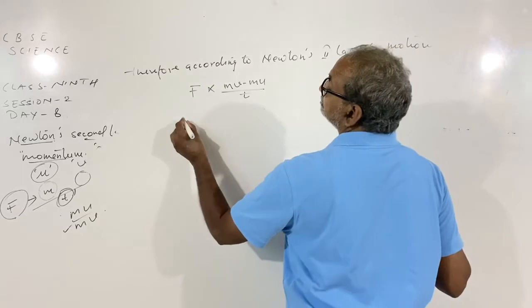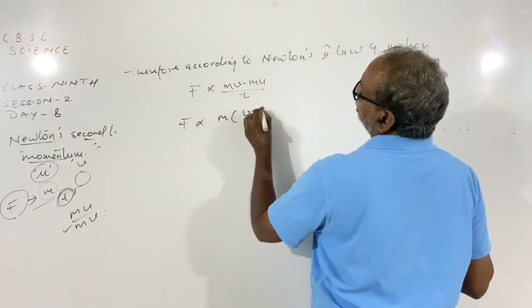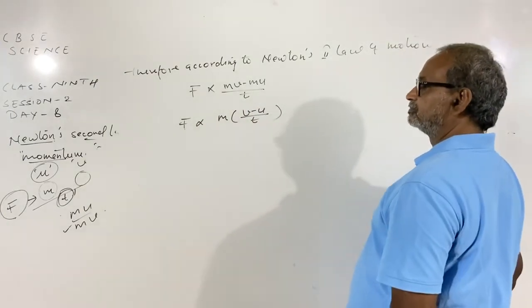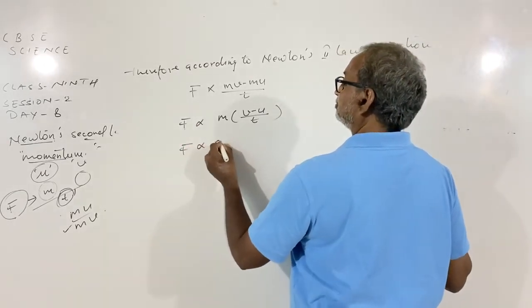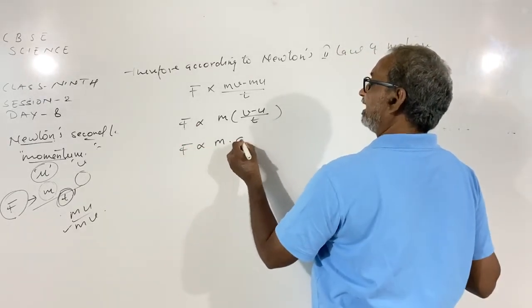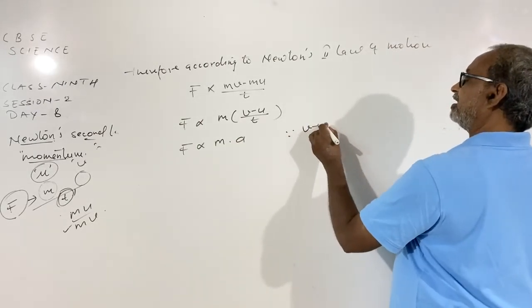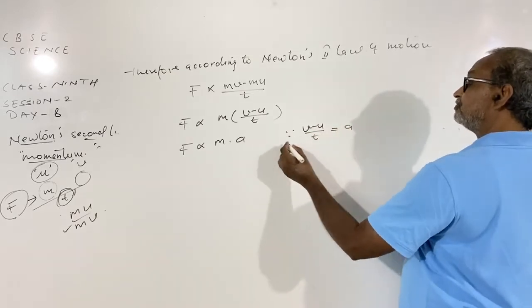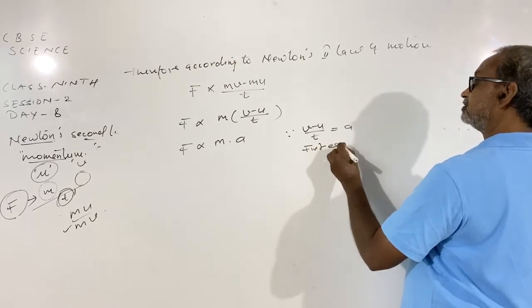Or F is proportional to m into v minus u over t. Or F is proportional to m into a. Why? Because v minus u over t is equal to a by the first equation of motion.